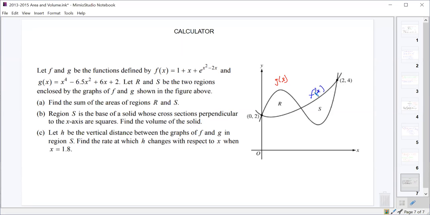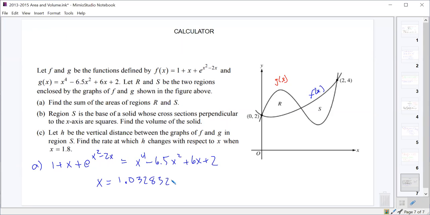And you needed to find the intersection point. Make sure, it didn't give us the intersection point between the two, right? No. So you would just go in and set, for part A, first off, 1 plus x plus e to the x squared minus 2x equals x to the 4th minus 6.5x squared plus 6x plus 2. And you would have gotten that those intersect, obviously at 0, 2, and 2, 4 that they indicated. Also, when x is 1.032832, and you would have then plugged that into either one of those.